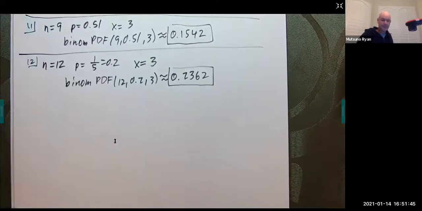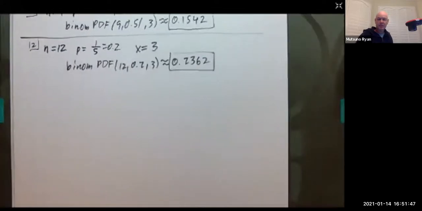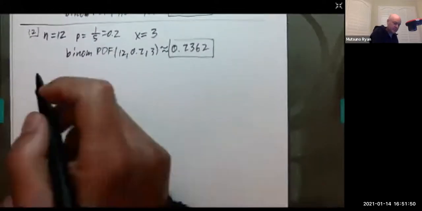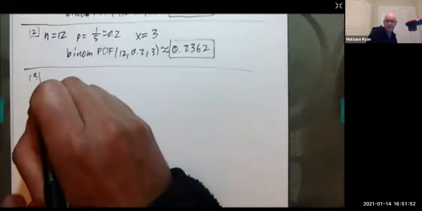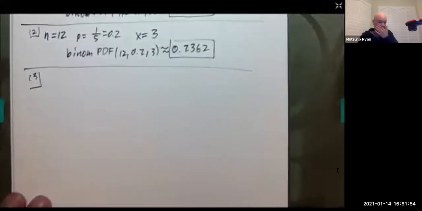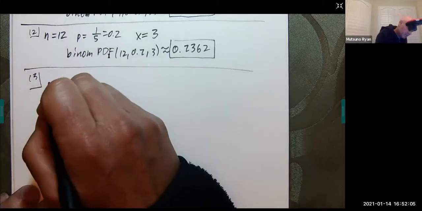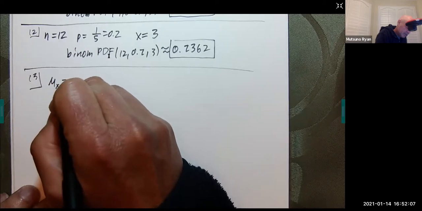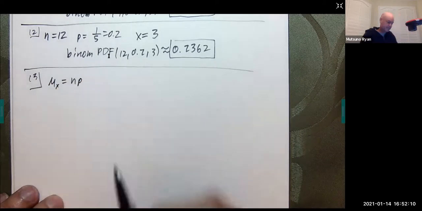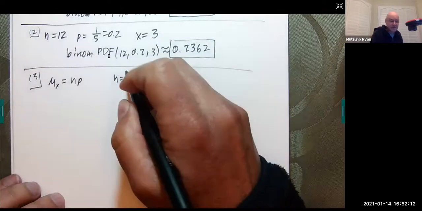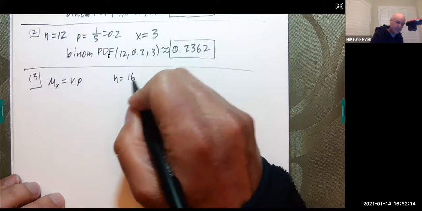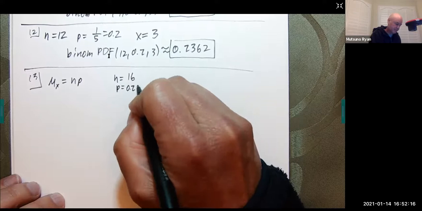All right, number 13. According to a college survey, 22% of students work full-time. Find the mean for the number of students who work full-time in samples of size 16. We're going to use this formula here, n times p. And in this case, n is 16, p is 0.22.